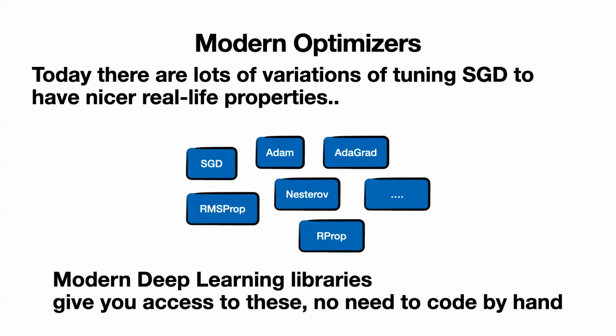Okay, so there are lots of optimizers. These were only 2. There's stochastic gradient descent, AdaGrad, there's RMSProp, and so on. There's an entire research field of optimization, right?